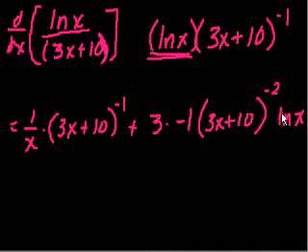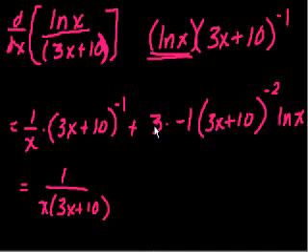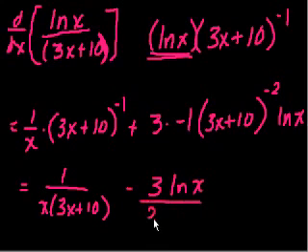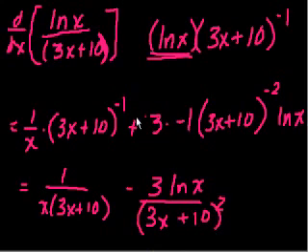We could simplify that. This is 1 over x and 3x plus 10 to the negative 1, so we could rewrite this as 1 over x times 3x plus 10. And plus 3 times minus 1, so we could say that's the same thing as minus 3 ln of x over 3x plus 10 squared. I think you see how I got from here to here. I just manipulated the exponents and multiplied some numbers, etc., etc.